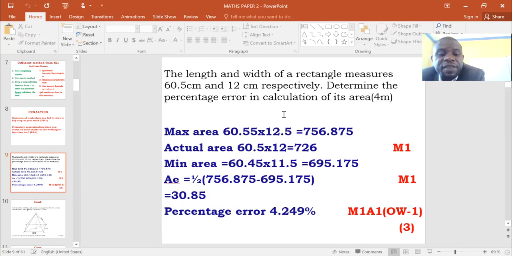So you can see, we didn't see the working for having the absolute error, which is 30.85 over 726, which is the actual area, multiplied by 100. But we have the actual answer, which is 4.249, again also to four significant figures. So we award him M1 A1, but we subtract OW minus 1 because there was a key step that was left out by the student. The student didn't show the working for finding the percentage error, which is the 30.85 over 726 multiplied by 100. So that particular key step is omitted. That's why instead of getting the 4 marks, you end up with 3 because of some particular work that's omitted.